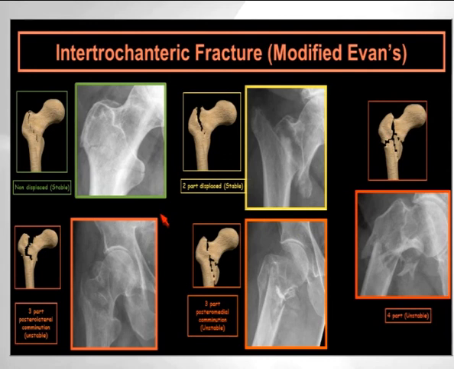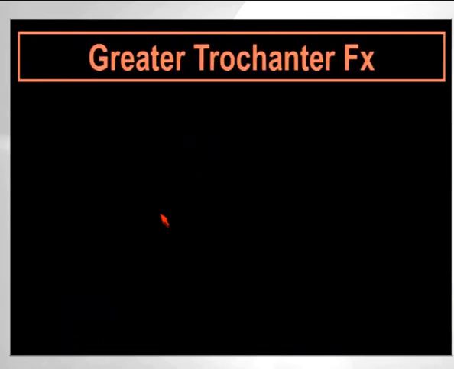So intertrochanteric fractures, they use the modified Evans, and I don't use the classification that often, but you should know that if you have involvement of the medial cortex, the calcar, that's important to mention. And obviously if you see more comminution, and if you have subtrochanteric extension or reverse obliquity, it's worth mentioning. So, greater trochanteric fracture.